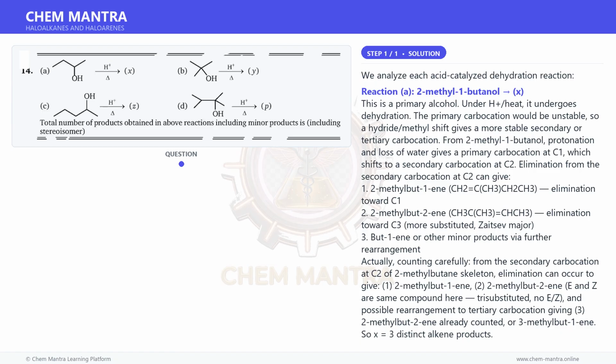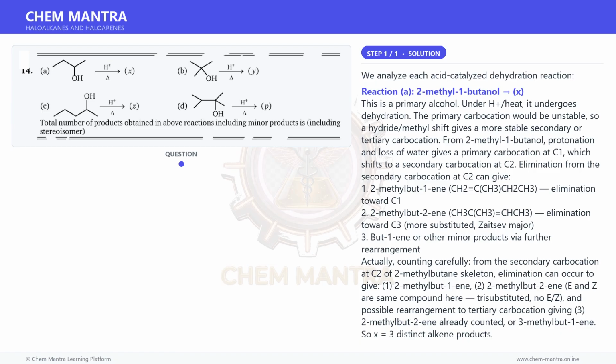Actually, counting carefully, from the secondary carbocation at C2 of the 2-methylbutane skeleton, elimination can occur to give 2-methyl-but-1-ene and 2-methyl-but-2-ene. E and Z are the same compound here, being trisubstituted, so no E/Z. A possible rearrangement to a tertiary carbocation gives 2-methyl-but-2-ene, already counted, or 3-methyl-but-1-ene. So X equals 3 distinct alkene products.